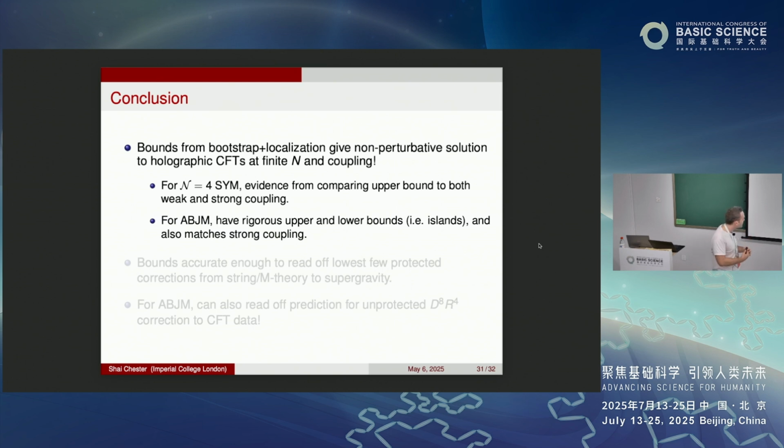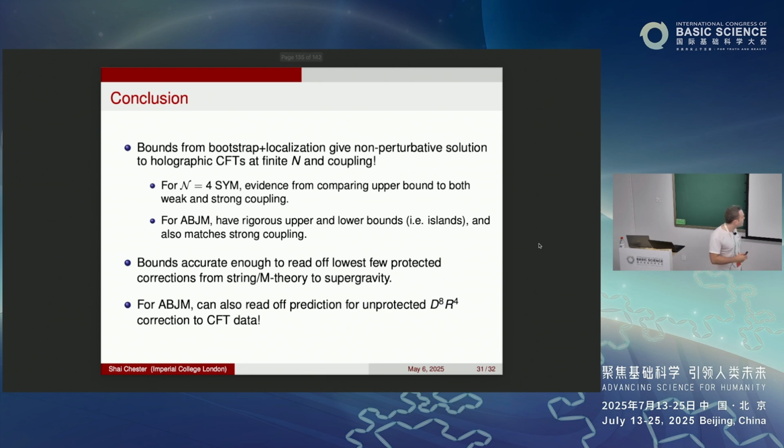For ABJM, our results are much more powerful because we have rigorous both upper and lower bounds, i.e. we have islands. And there we find that these islands are completely consistent with the strong coupling expansion to the highest order that people computed, which is D^6 R^4. And in fact, the bounds were so accurate that we were able to start learning about higher derivative corrections. And in the case of ABJM, we could even read off the first unprotected correction, D^8 R^4. And so this is the first example in the literature of studying unprotected data in M theory, because there is no other method that can do this.